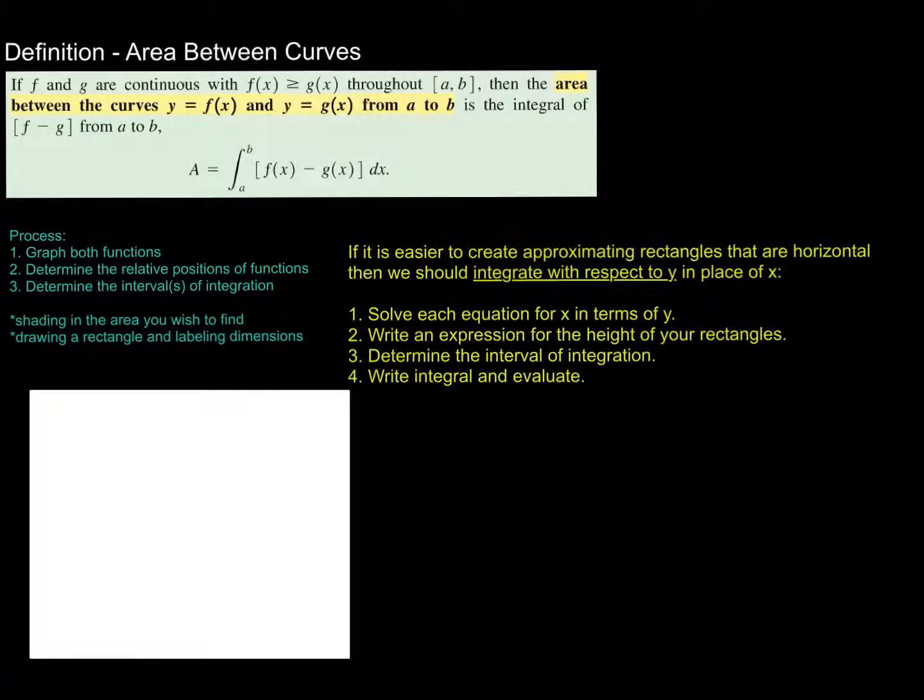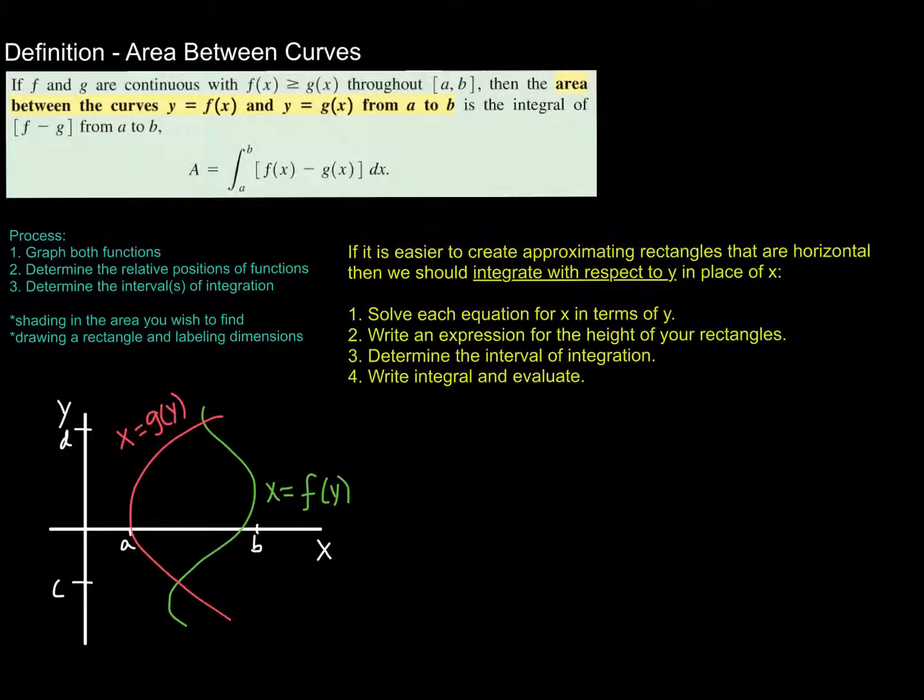Okay, so let's go back to our definition here because we've added a new tool to our toolbox. If we are going about finding the area between two curves and we graph both our functions and we're looking at the positions, and it looks a little tricky, so we start drawing the approximating rectangles and labeling the dimensions. And if in doing so the vertical rectangles aren't working, it's just going to look really complicated, and we find that it's easier to create approximating rectangles that are horizontal, then we should do what's called integrate with respect to y. So instead of traveling along the x-axis and creating those rectangles, we're going to travel along the y-axis and create those rectangles. So we're going to integrate with respect to y in place of x.